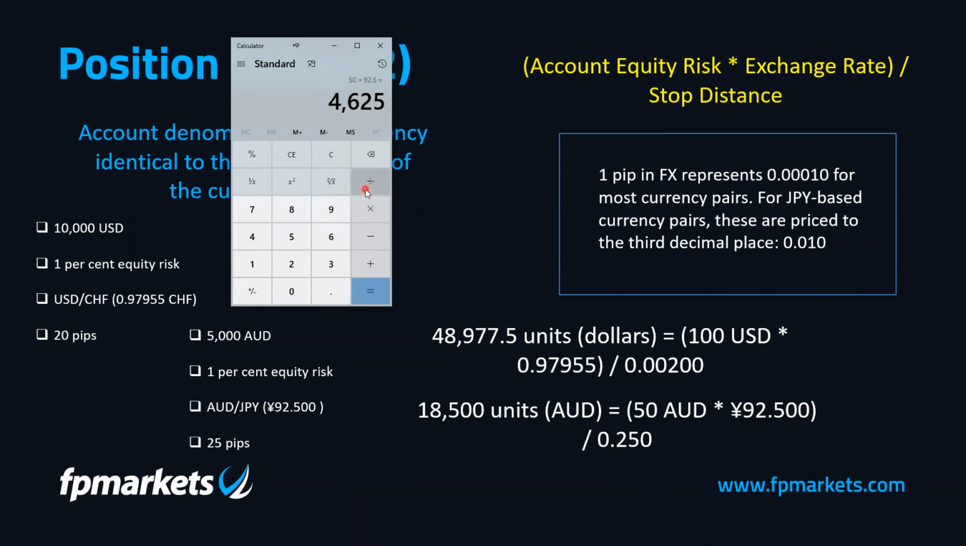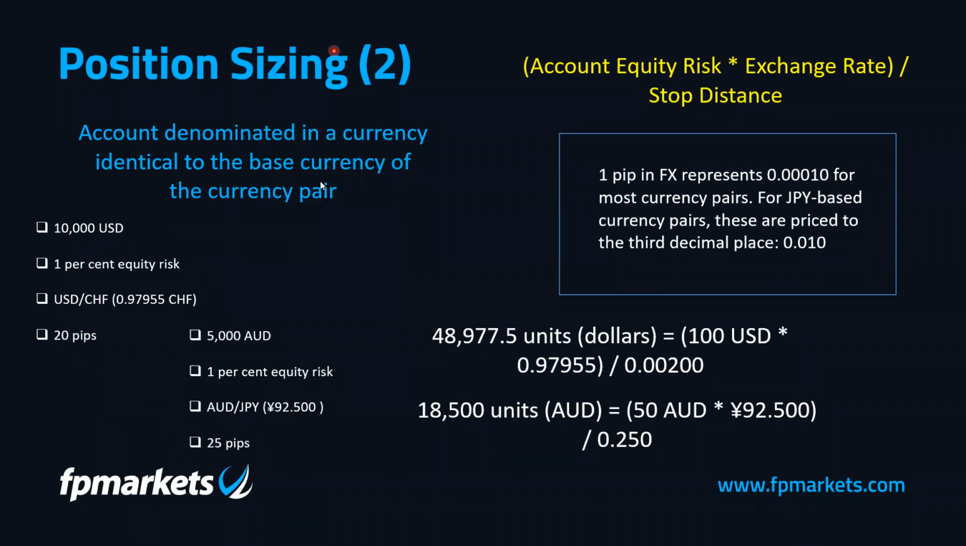We then divide this as we did in the previous example, simply divide that by the stop loss distance, which is 0.250, which gives 18,500 units. And if you just divide that by 100,000, that will give you 0.18 to enter into your system. Obviously rounded down again, guys. Okay, so that's if your account is denominated in a currency identical to the base currency.